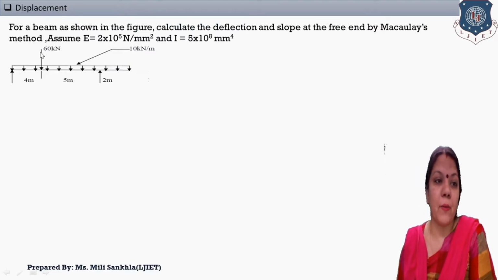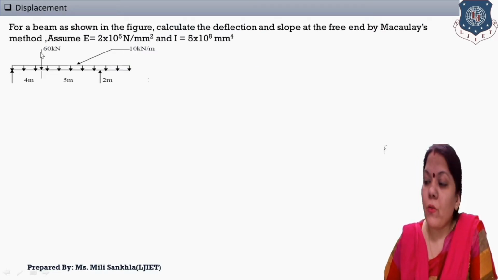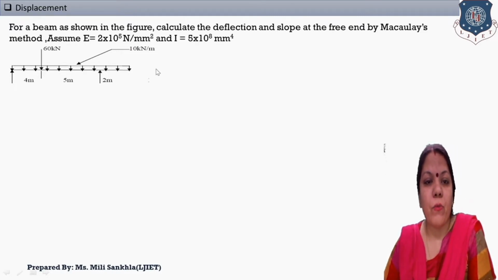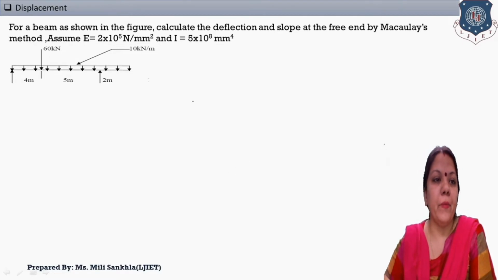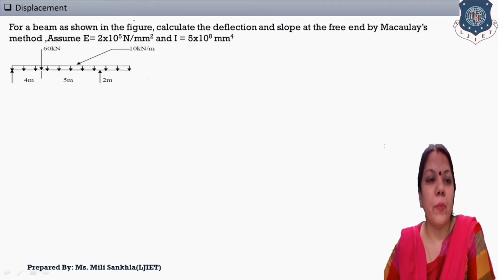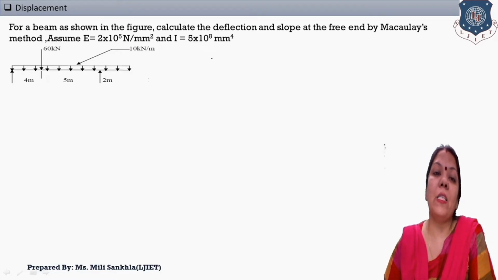We solve this example. In every example we read the data properly, and then we solve one by one with the use of Macaulay's method. Okay, here read the data. For a given beam shown in figure, calculate the deflection and slope at the free end by Macaulay's method. And here the value of Young's modulus is given, E is equal to 2 into 10 raised to 5 Newton per mm square, and I is equal to 5 into 10 raised to 8 mm raised to 4.